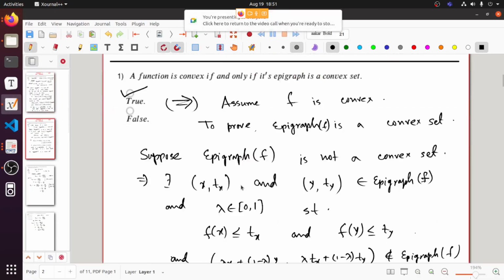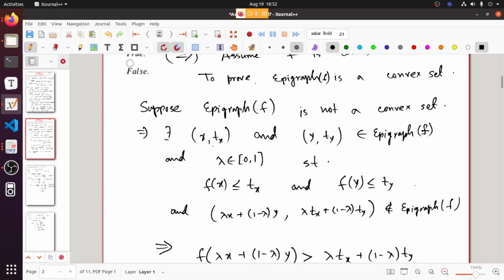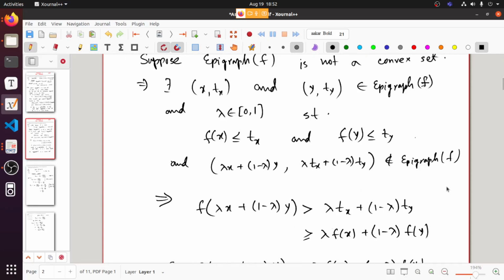Okay, let me explain the forward direction. Assume f is convex, you have to prove that the epigraph is convex. We again prove it by contradiction. We assume that the epigraph is not convex set, so we get at least two points such that their convex combination is not in the epigraph. So you take these two points (x, t_x), (y, t_y) such that their convex combination is not in the epigraph. So this is the convex combination, but it does not belong to the epigraph.